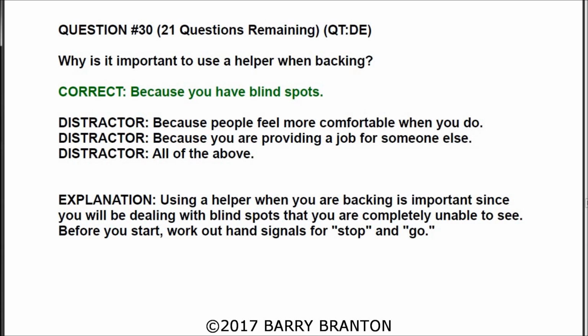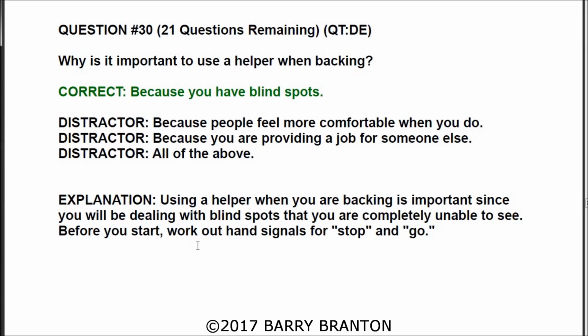Question number 30. Why is it important to use a helper when backing? Correct answer is because you have blind spots. The explanation: using a helper when you are backing up is important since you will be dealing with blind spots that you are completely unable to see.